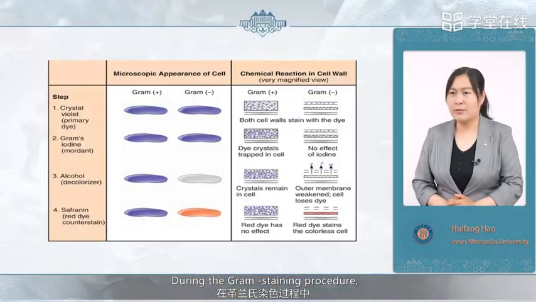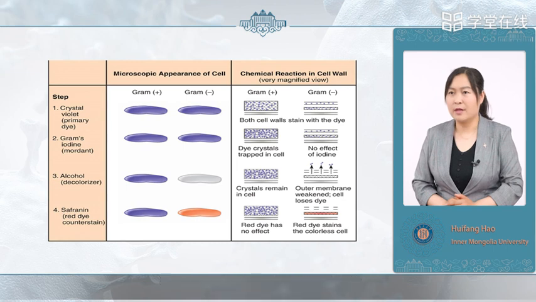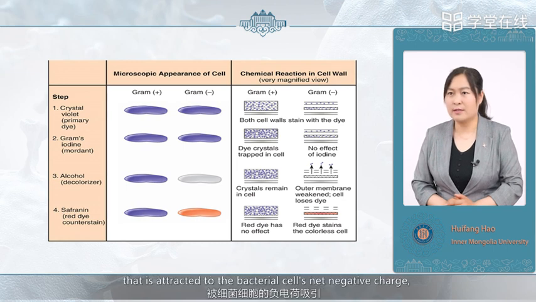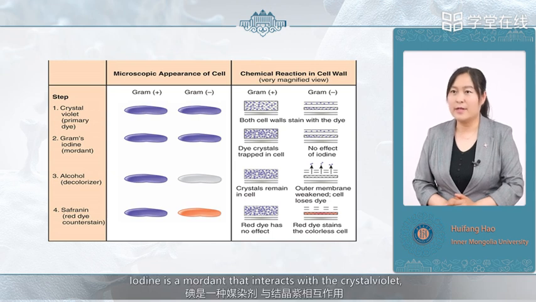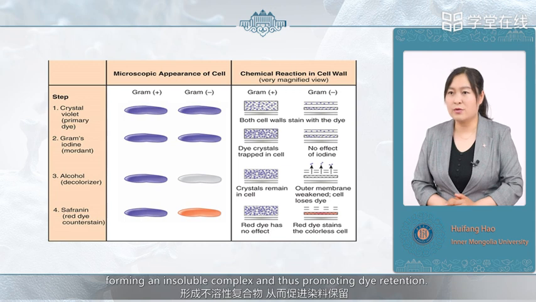During the gram staining procedure, bacteria are first stained with crystal violet, a dye with a positive charge that is attracted to the bacterial cell's net negative charge, and next treated with iodine. Iodine is a mordant that interacts with the crystal violet, forming an insoluble complex, and thus promoting dye retention.